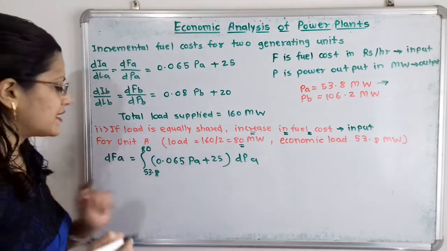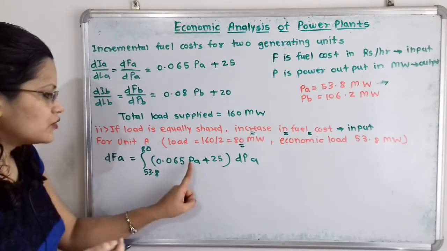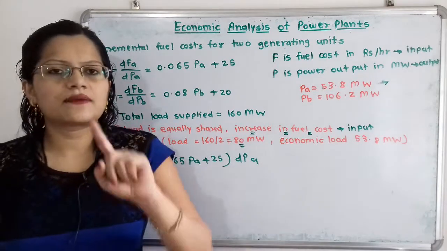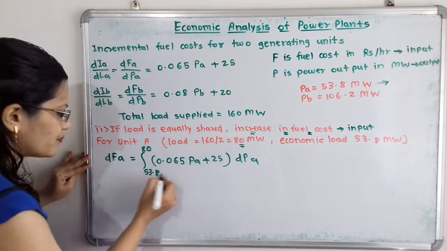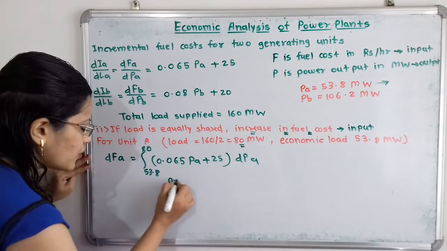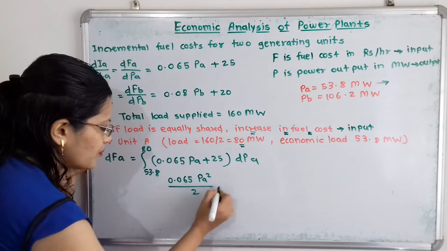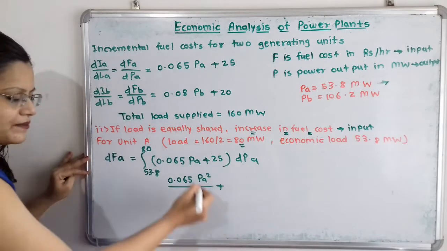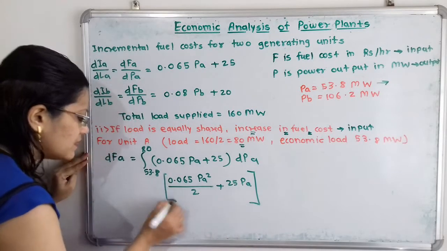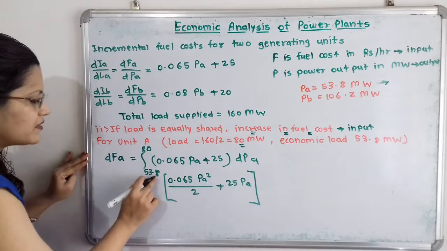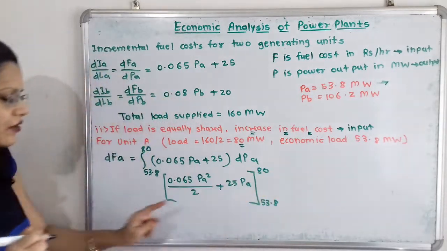So now we will integrate this. So how to take integration? PA dPA, that means what? We know that x dx is nothing but x square by 2. In the same way I will write here PA square by 2. So I will solve this: 0.065 PA square by 2 plus 25 dPA, that is 25 PA. Now we have to give its range, that is from 53.8 to 80. Now how to solve this?